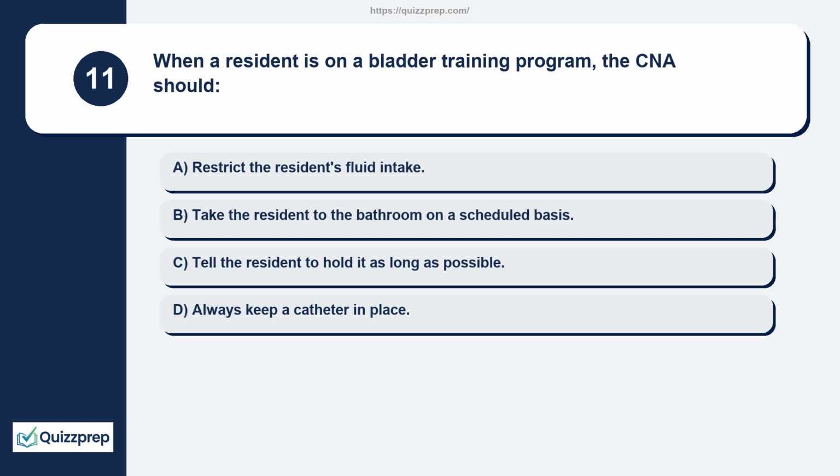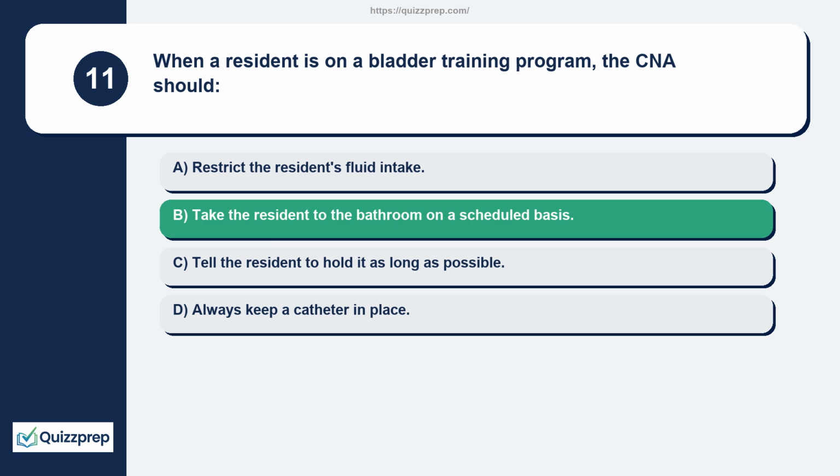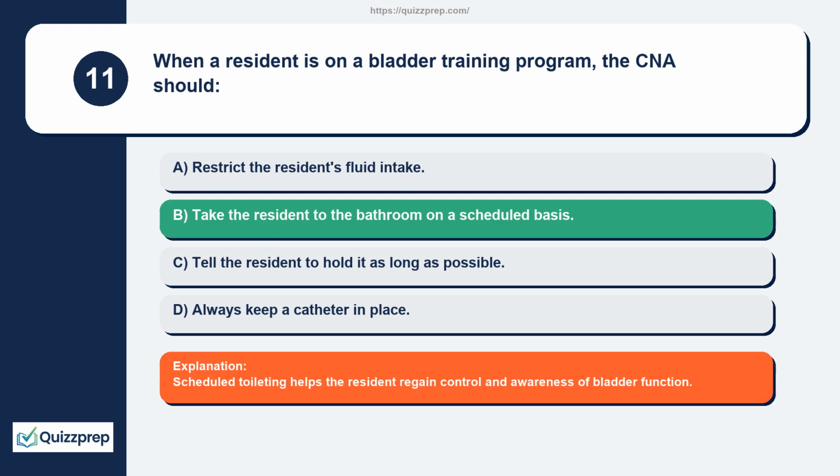Question 11. When a resident is on a bladder training program, the CNA should restrict the resident's fluid intake. Take the resident to the bathroom on a scheduled basis. Tell the resident to hold it as long as possible. Always keep a catheter in place. Scheduled toileting helps the resident regain control and awareness of bladder function.